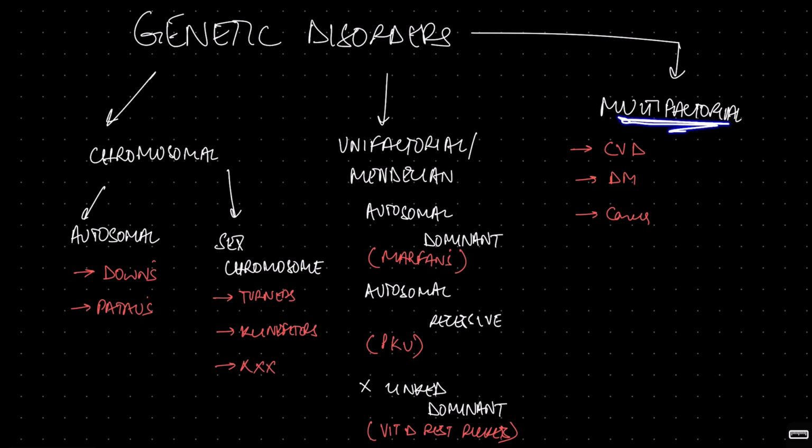Multifactorial disorders are when disorders are controlled by multiple different genes. Many multiple genetic factors influence the disorder. See, we don't have a pinpoint gene for diabetes. We don't say, okay, this gene or this mutation causes diabetes. There are multiple genetic factors which influence diabetes, cardiovascular disease, and cancer. So this is the broad classification. This is it for genetics and health.